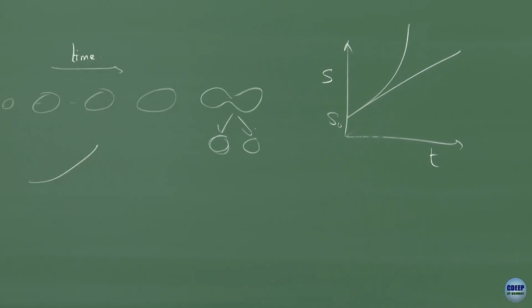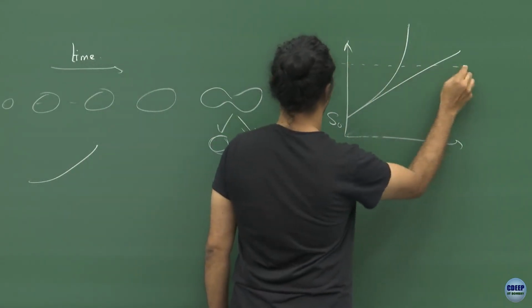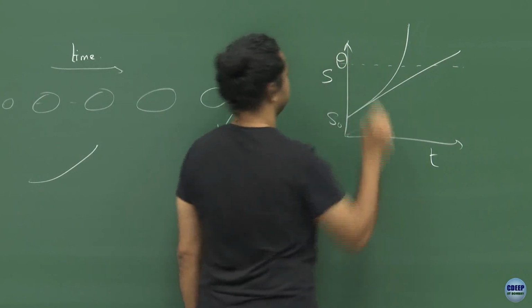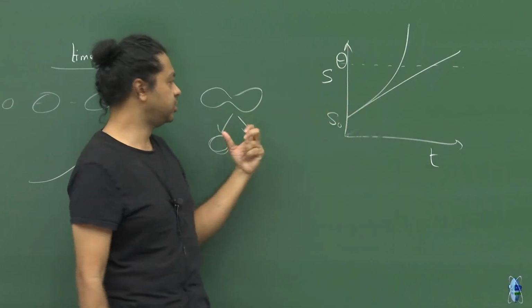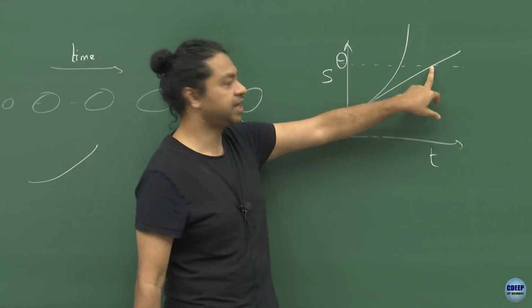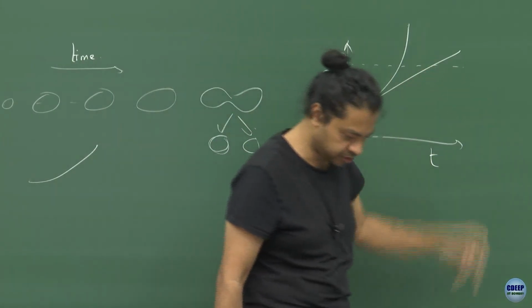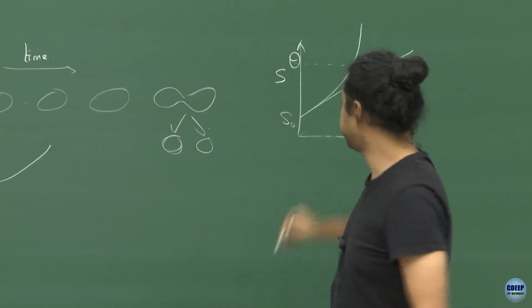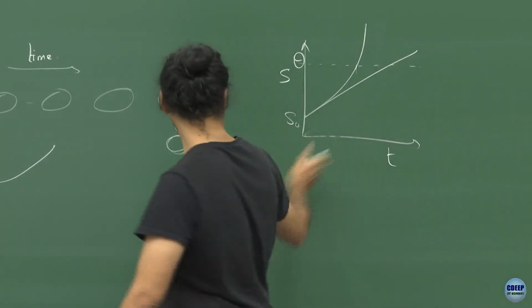Right. So, this is some S naught that your daughter cell starts off with, and you could say there is some absolute threshold, that when the cell crosses some absolute size theta, let us say, this is when it will divide. And then the question is that through this process where you have exponential growth or linear growth, what is the distribution of times that you hit this size theta, right.